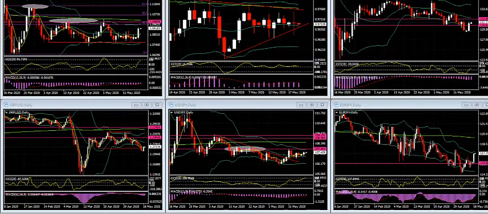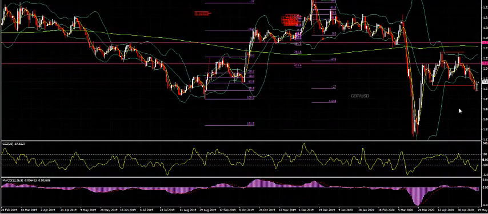This is the update. So we talked about a few different things earlier today. I sent out an update regarding the euro dollar and the bounce off of support. We talked about the pound dollar yesterday over the weekend with the weekend analysis. I was expecting some kind of a retracement back up to the level that it broke out of.